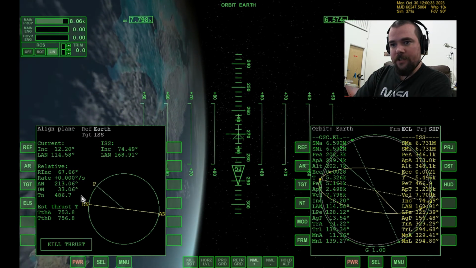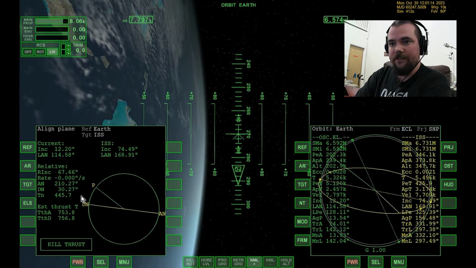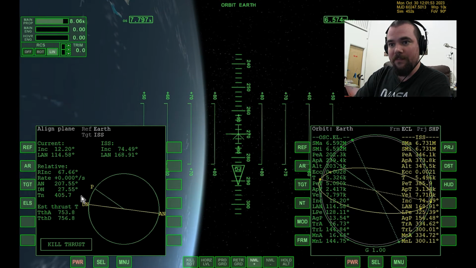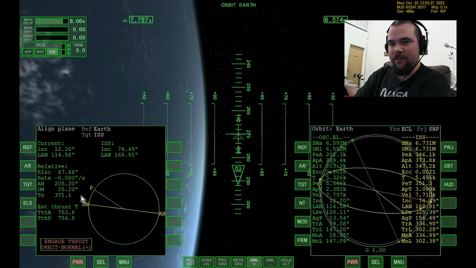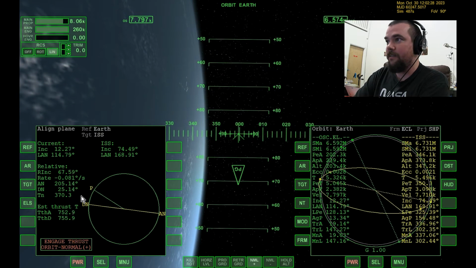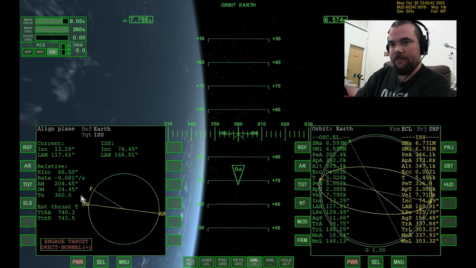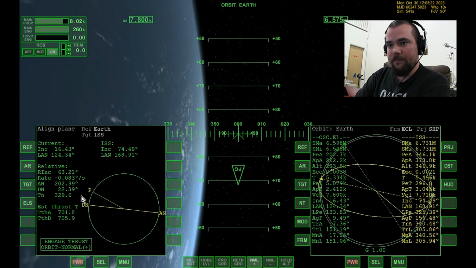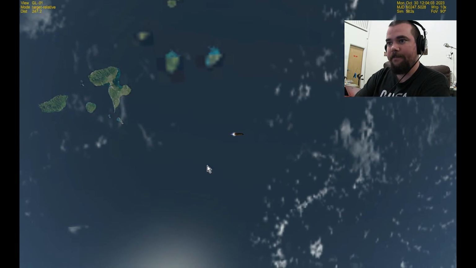A lot of this is just looking at these numbers and kind of counting down to when you're supposed to burn, and just a lot of timing stuff. And luckily you can warp time, which makes it easier. But it's really easy to overshoot, like I just did there, because I was talking too much. Yep, so there I am.